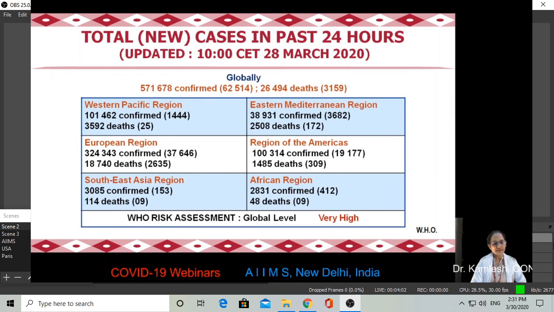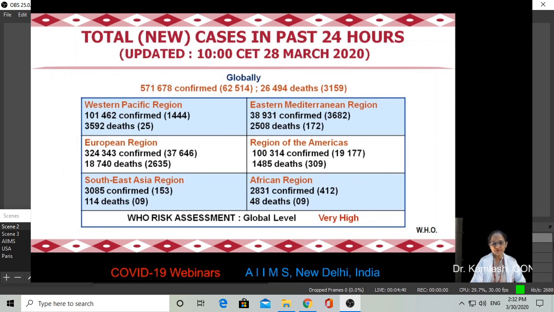In the Southeast Asia region, 3,085 confirmed cases and 114 deaths were reported. On the other hand, in the Eastern Mediterranean region, 38,000 plus confirmed cases and 2,500 plus deaths in the previous 24 hours. In the America's region, over 1 lakh confirmed cases and over 1,485 deaths. In the African region too, over 2,800 cases were confirmed and 48 deaths, and gradually it seems to be increasing.